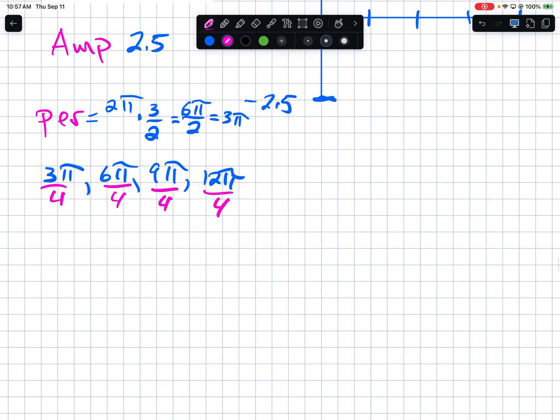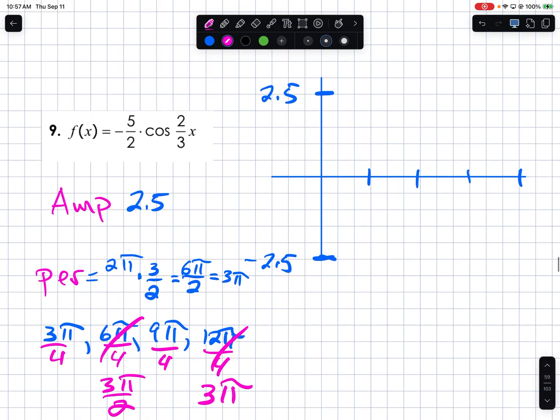So 6 pi over 4 reduces to 3 pi over 2. 12 pi over 4 reduces to 3 pi. I try to get through the whole lesson without making a mistake, but you know, doesn't always happen. 3 pi over 4, 3 pi over 2, 9 pi over 4, and 3 pi. So negative cosine, where do we start? Up or down? Down. So we start down with negative cosine, middle, high, middle, low.